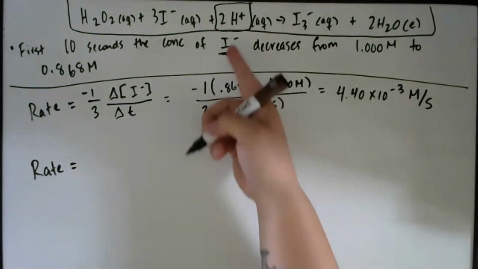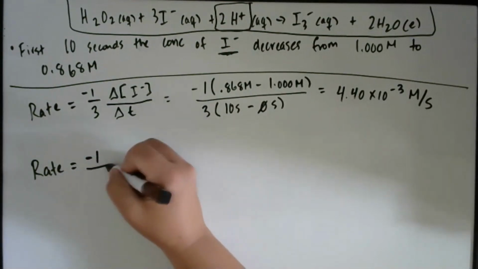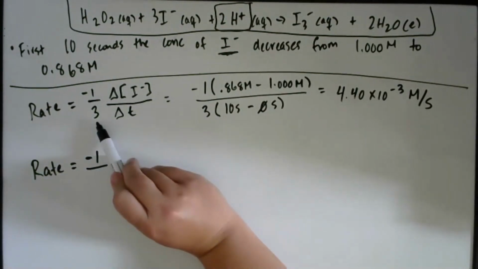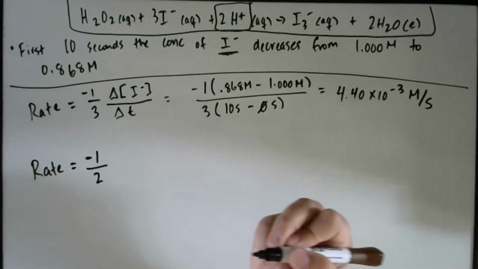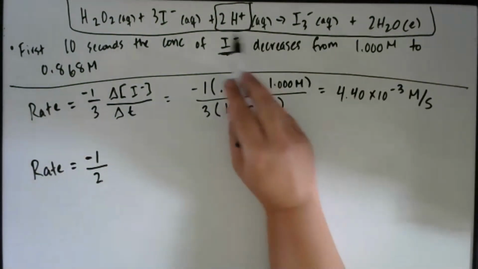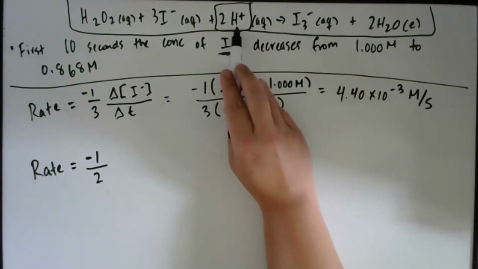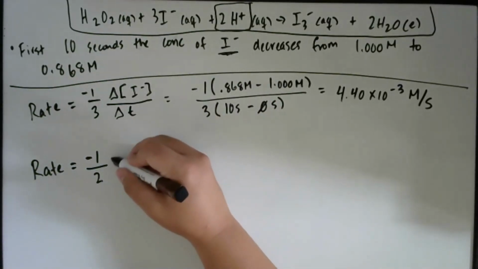Okay, so our hydrogen ion is a reactant, so there's going to be a negative sign in front of the 1. The number on the bottom, though, isn't going to be a 3 anymore. It's going to be a 2. Okay, and our deltas here are going to be in relation to the hydrogen ion instead of the iodide ion.